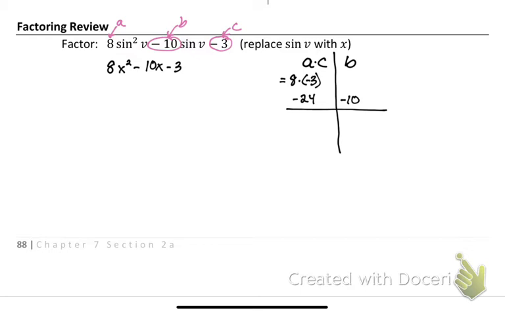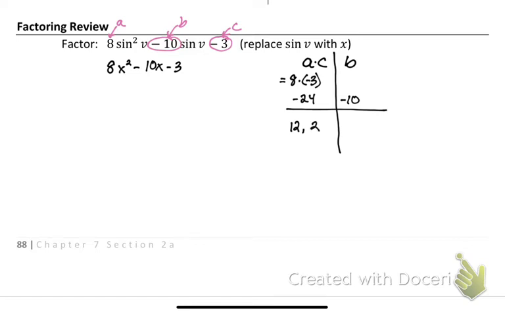So I'm looking at randomly picking numbers that might work. You can make your whole list. You can go 1 and 24, 2 and 12. Can anyone think of two numbers that multiply together to give you negative 24, but add to give you negative 10? We're looking at 12s and 2s maybe? Negative 12. Yeah, let's just do 12 and 2 for a second.